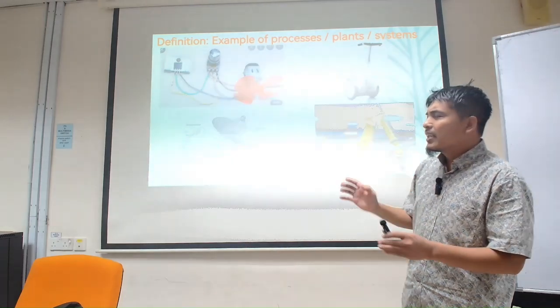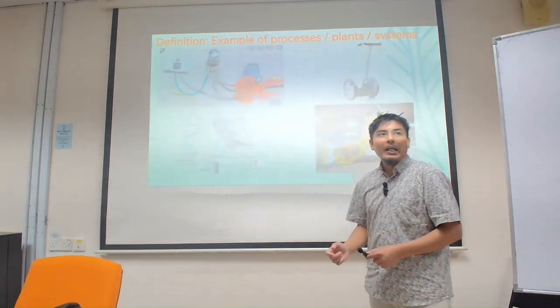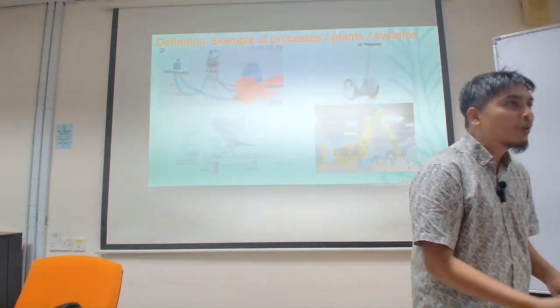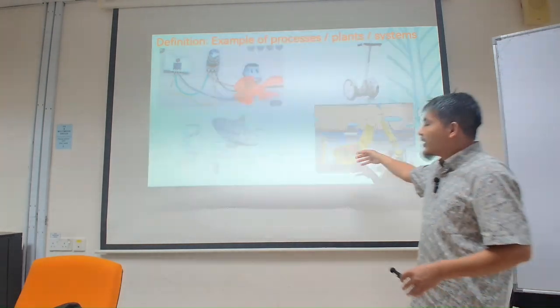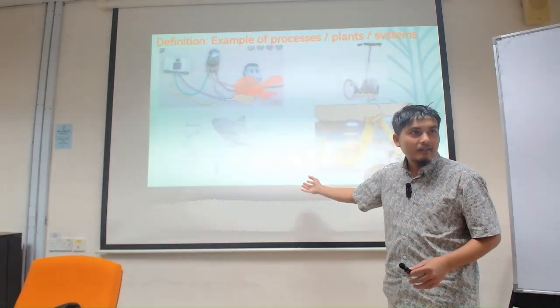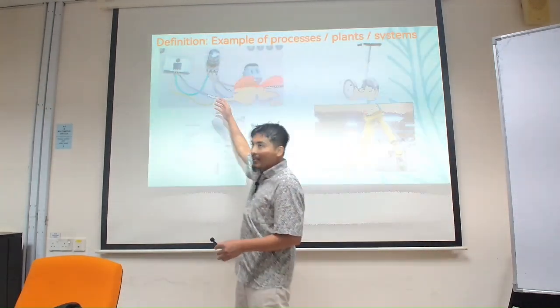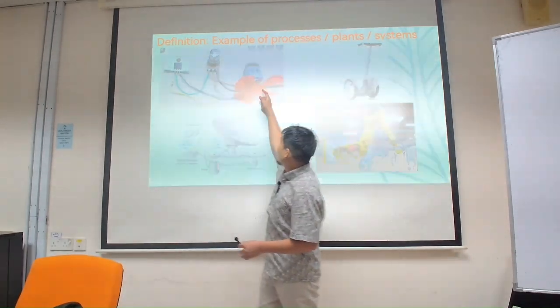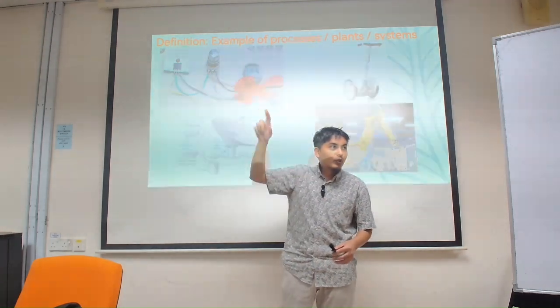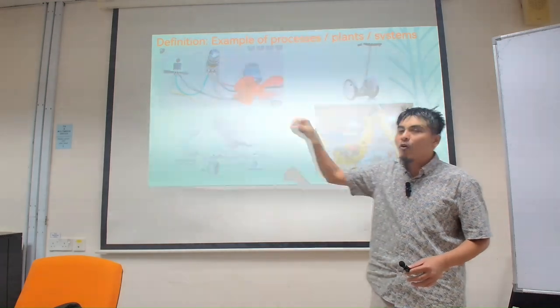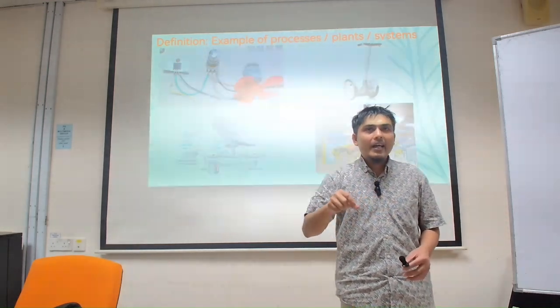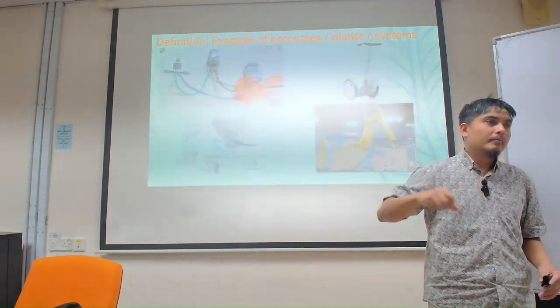So it means that if you know the system, then you will know what the input is and what the output is. Not all the time is the input voltage. Something like this, the input is voltage and then the output is the motor rotation. However, in this case, the input is the coordinate and then the output is the robot arm coordinate.